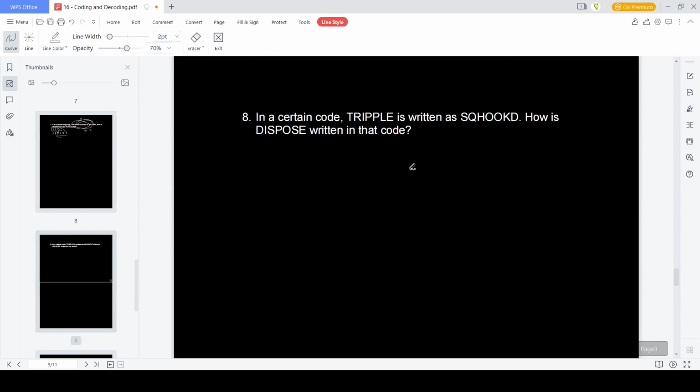Next question. In a certain code, triple is written as SQHOOKD. What is dispose? We can see that P is written as O, T is written as S, R is written as Q. There is some relation. I is written as H, L is written as K, and E is written as D. Does it look like for every letter we are just going one back? One back from T gives S, from R gives Q, from I gives H, from P gives O. So basically just go one back for everything.